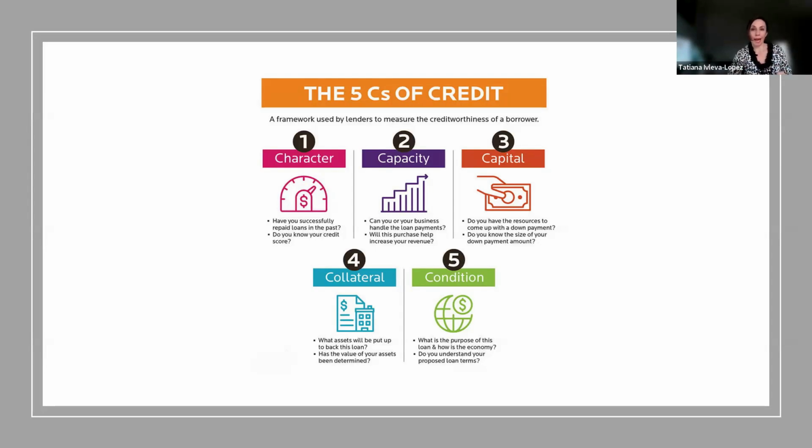So we look at character. Character meaning the credit, right? Have you successfully repaid loans in the past? How does your credit look? How's your credit score? What's your spending pattern? Are you able to handle multiple credit lines and not be late on them? So that's character.